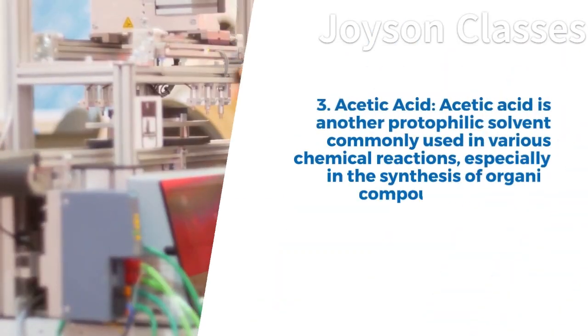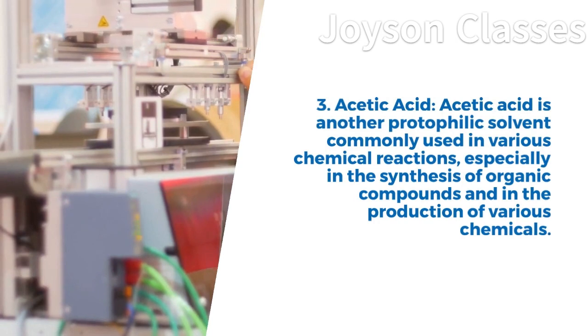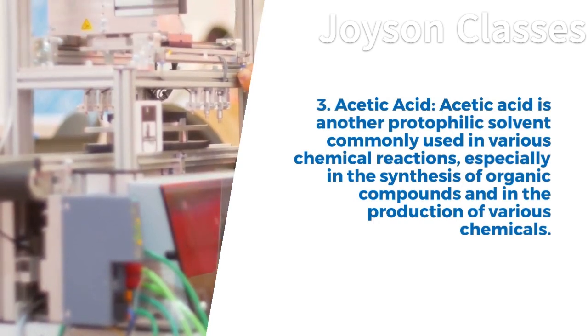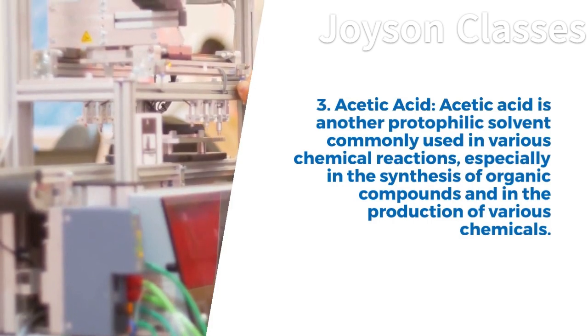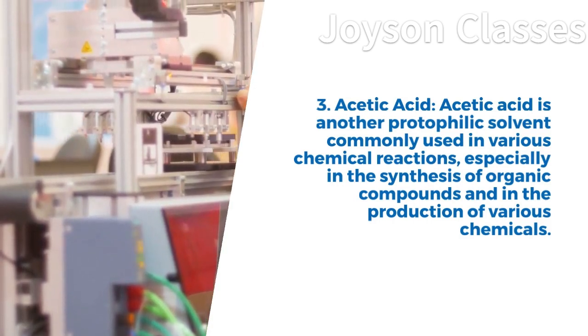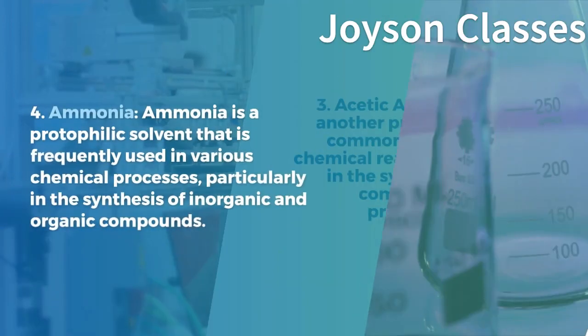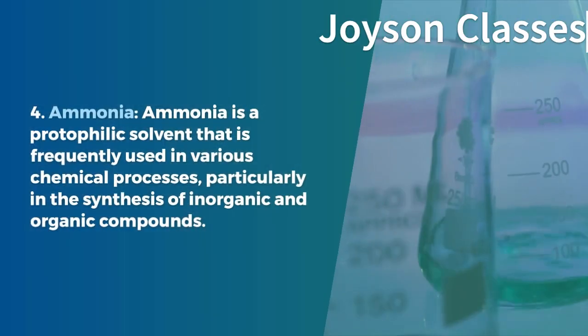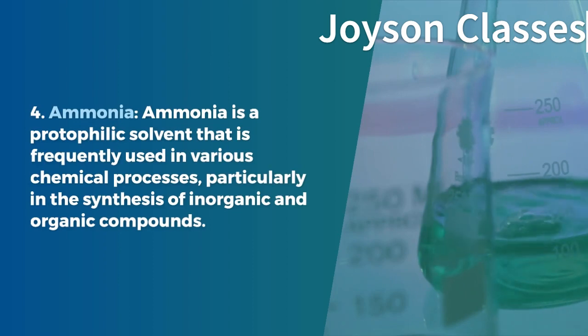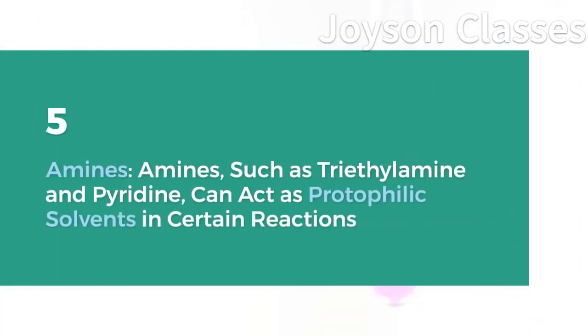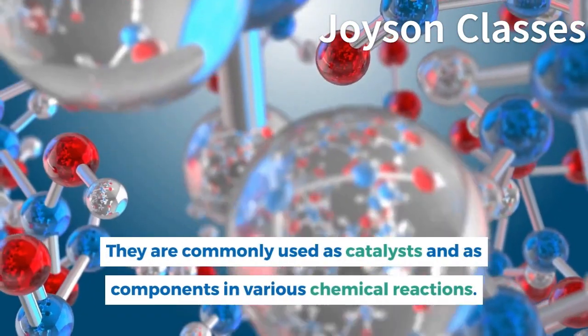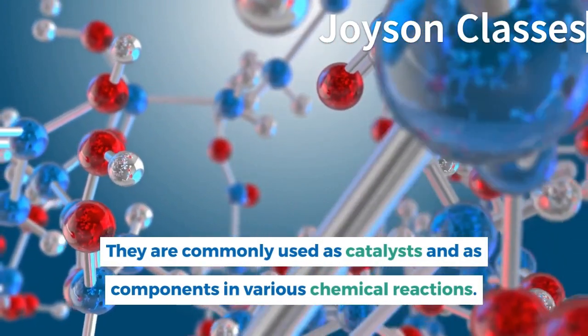3. Acetic acid. Acetic acid is another protophilic solvent commonly used in various chemical reactions, especially in the synthesis of organic compounds and in the production of various chemicals. 4. Ammonia. Ammonia is a protophilic solvent that is frequently used in various chemical processes, particularly in the synthesis of inorganic and organic compounds. 5. Amines. Amines, such as triethylamine and pyridine, can act as protophilic solvents in certain reactions. They are commonly used as catalysts and as components in various chemical reactions.